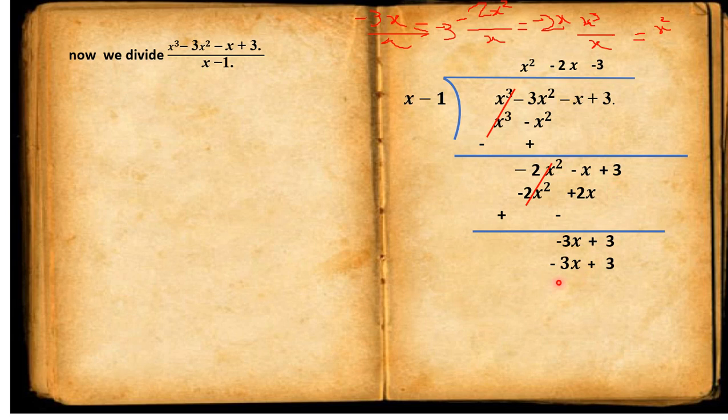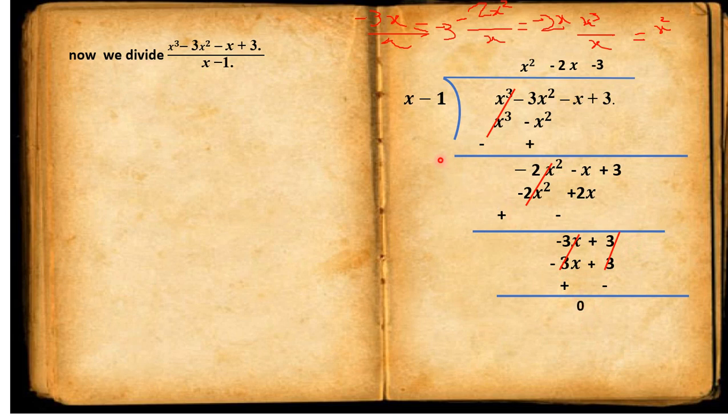Again we have to subtract here, so the sign will be changed. Minus 3x becomes plus 3x and plus 3 becomes minus 3, and then we subtract. So minus 3x and plus 3x give 0. Similarly plus 3 and minus 3 again become 0. So at the end of this process we get the remainder equal to 0.